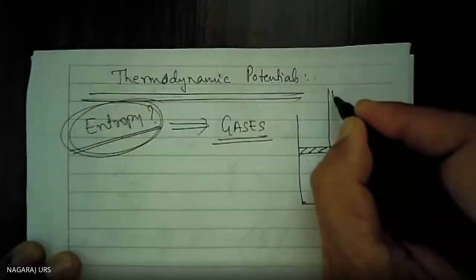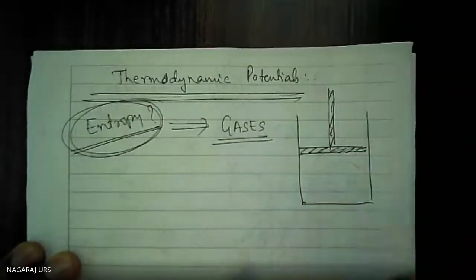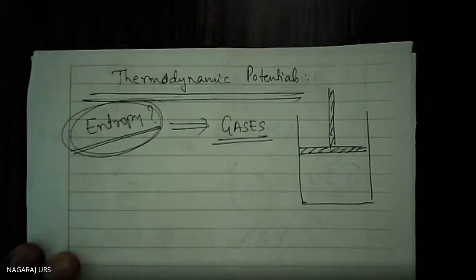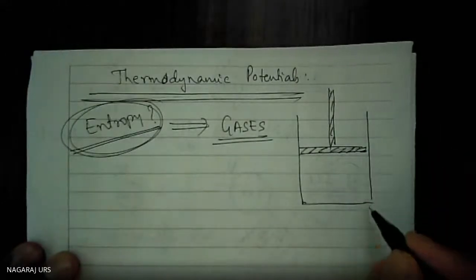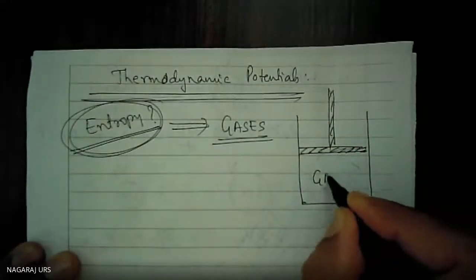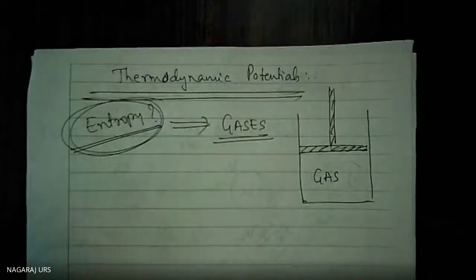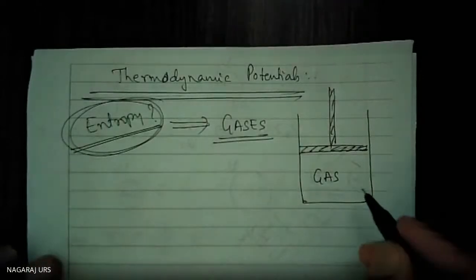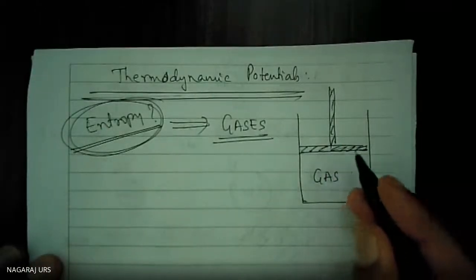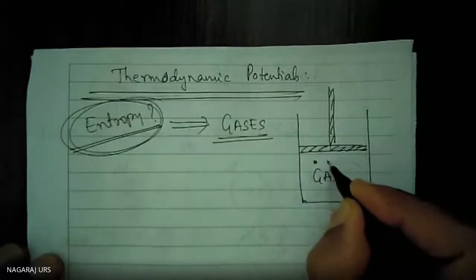Taken from your first PUC, I'm saying this is a piston, a frictionless piston connected to the cylinder. Inside here we have chosen gas. The gas is made up of its molecules, correct? The gas is containing its molecules.